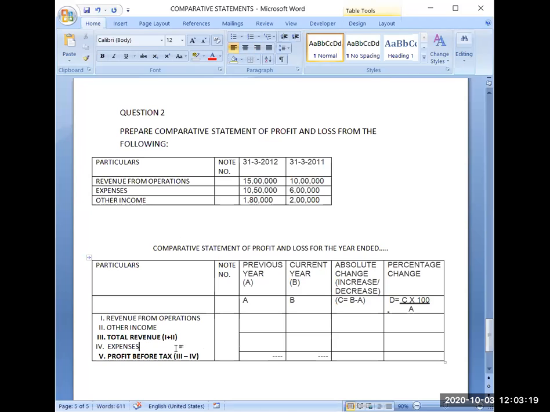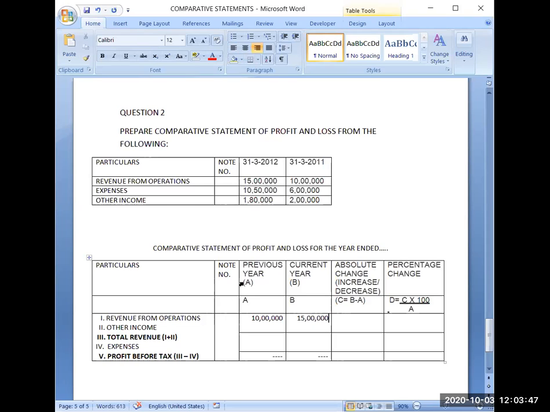Deduct from it the expenses, and then I will get profit before tax. Because the tax rate is not given in the question, I cannot calculate the tax and profit after tax. Otherwise, I would have calculated that also. Now, revenue from operations for the previous year has to be written. It is 10 lakh. And for the current year, it is 15 lakh.